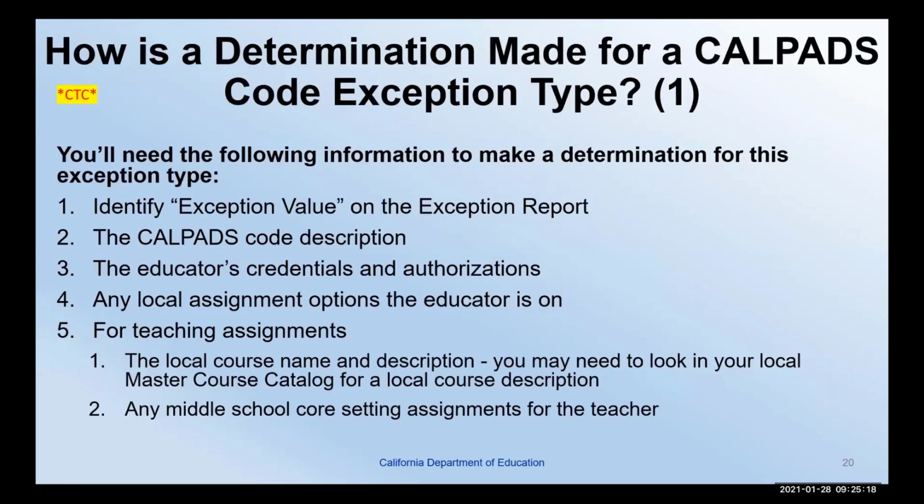Okay, so now that that is out of the way, you have the following information to help you make a determination for an exception type. You can identify the exception value, and that is on the exception report. You can use the CalPADS code description. You can use the educator's credential and their authorizations, any local assignment options the educator is on. And then you can also look at the local course name and description.